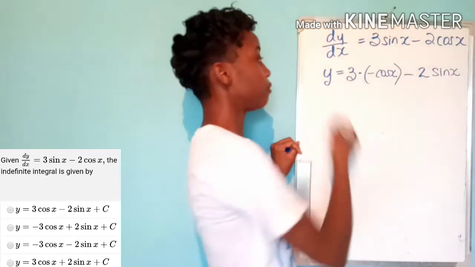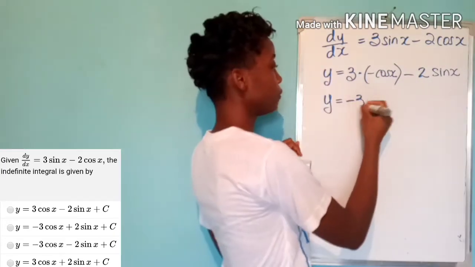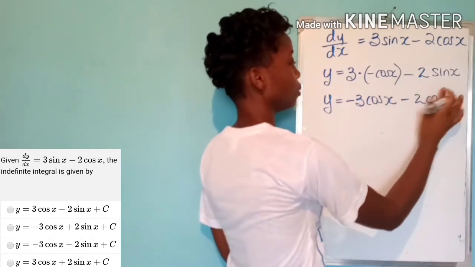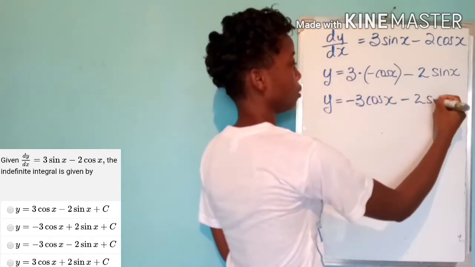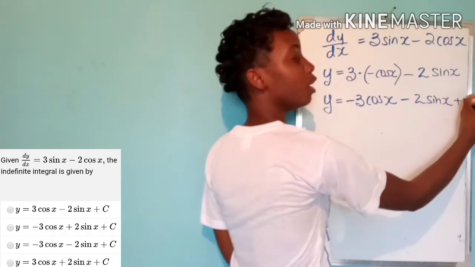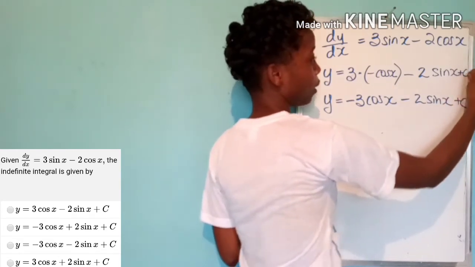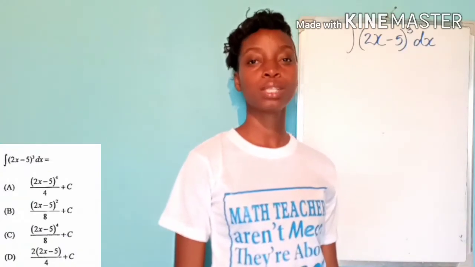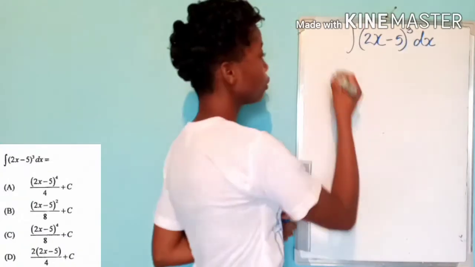We can further simplify to negative 3 cosine x minus 2 sine x, and we should not forget our constant. Our third question requires us to use the chain rule. And so we go right ahead.